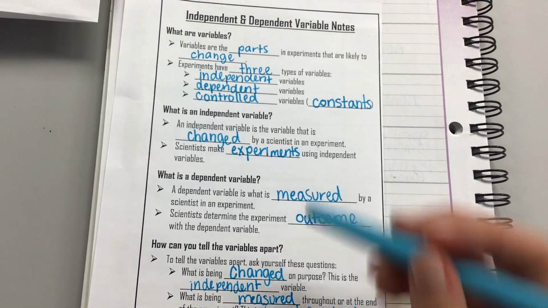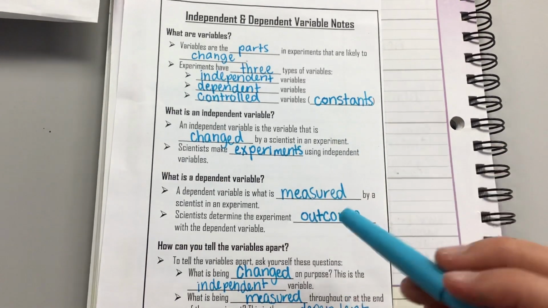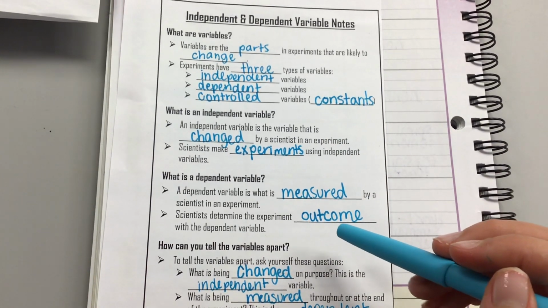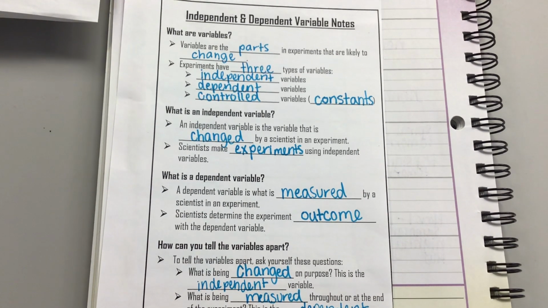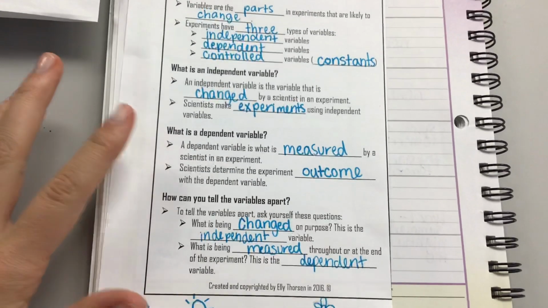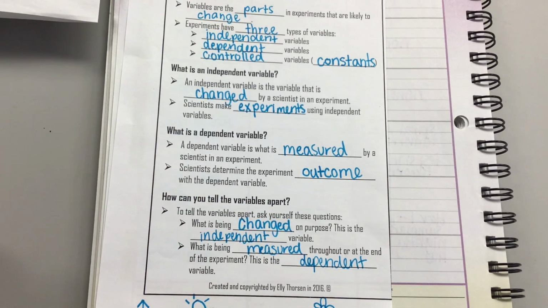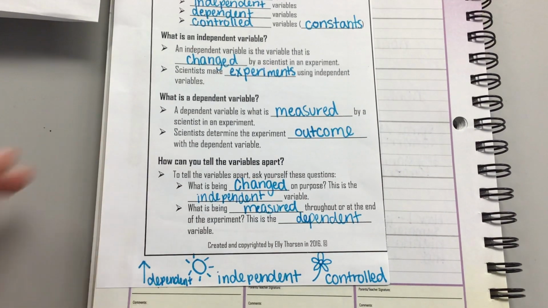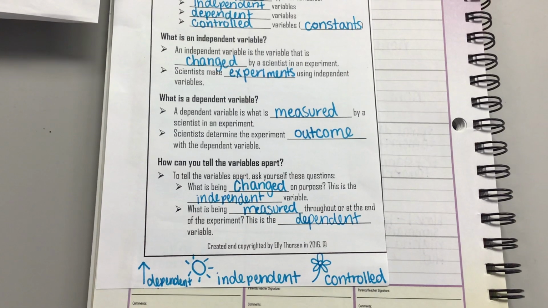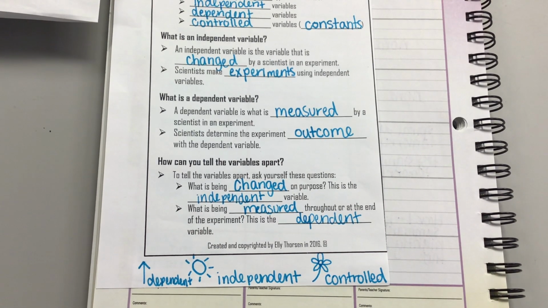And then our independent variable is the one that is changed by a scientist in an experiment. Okay? And then scientists make their experiments using independent variables. To look over our dependent variable, it's what's measured by a scientist in an experiment. And then scientists determine the experiment outcome with a dependent variable. So you can tell them apart by the thing that's changed on purpose. This is the independent variable. What's being measured throughout or at the end of the experiment, this is the dependent variable.